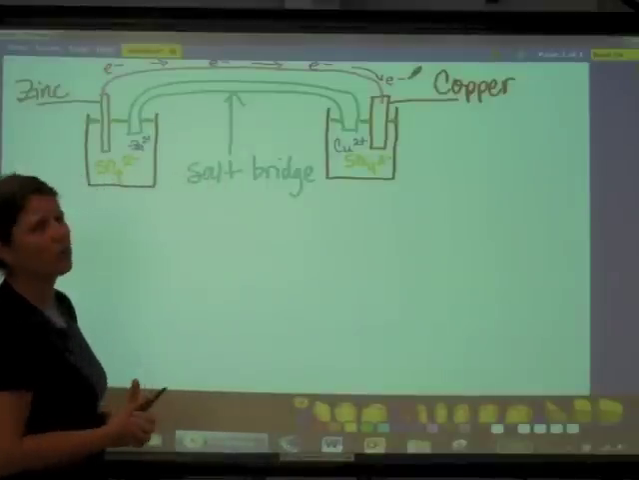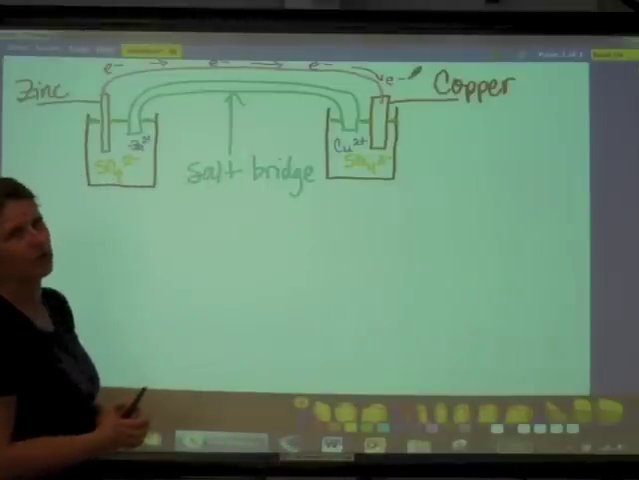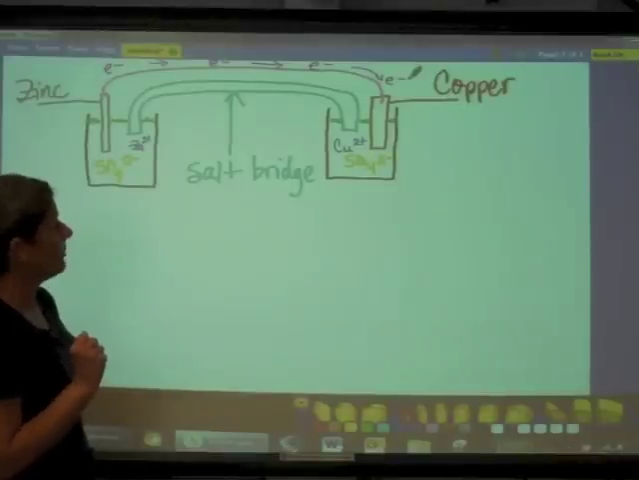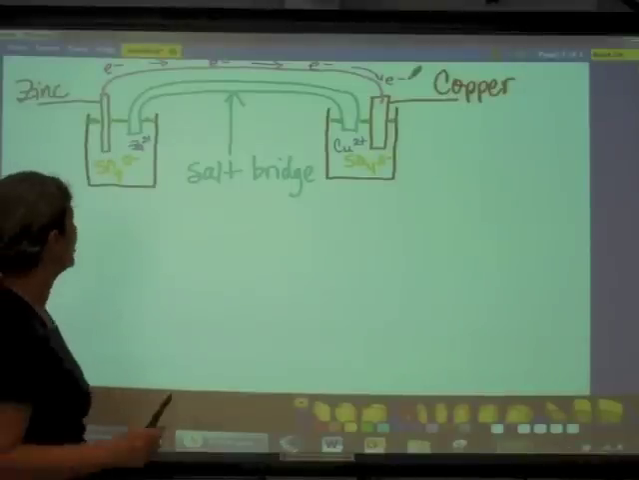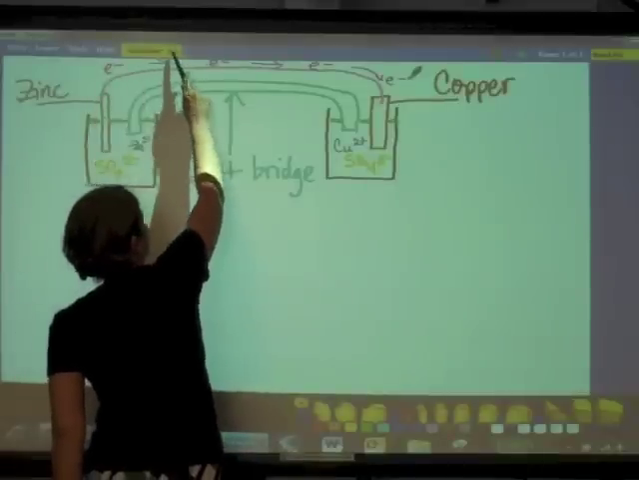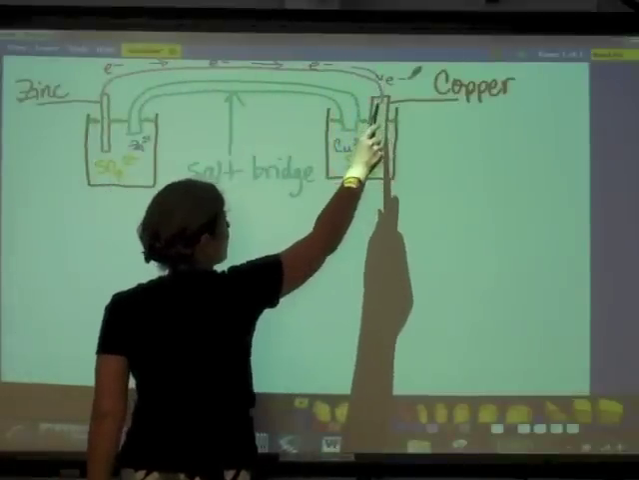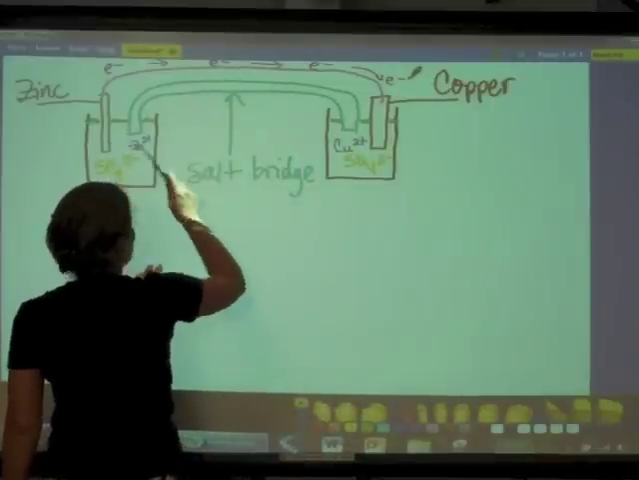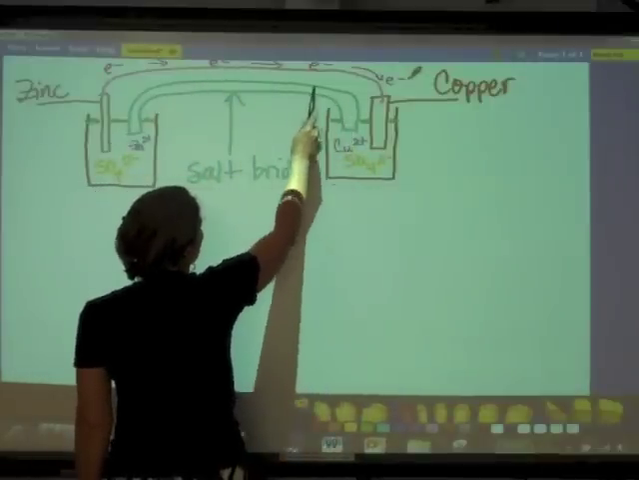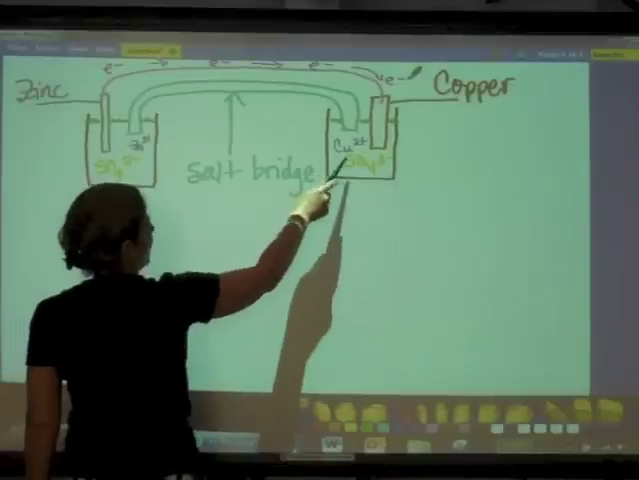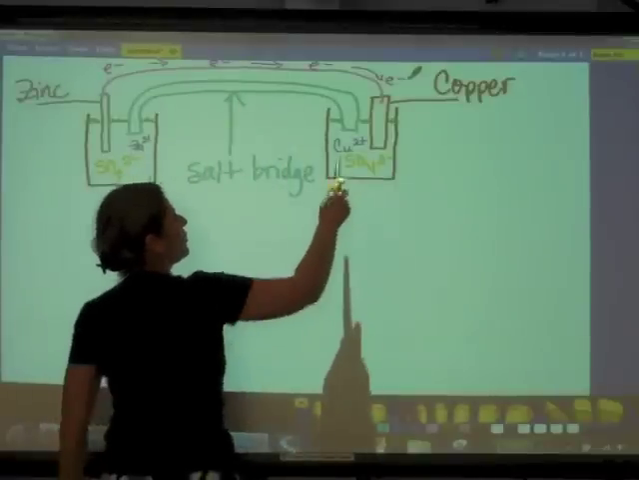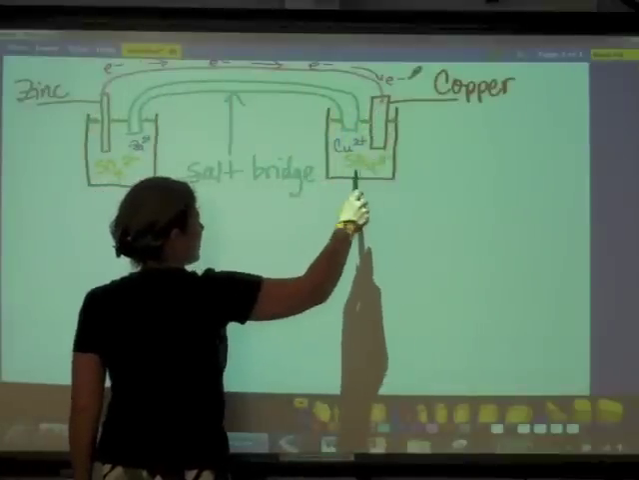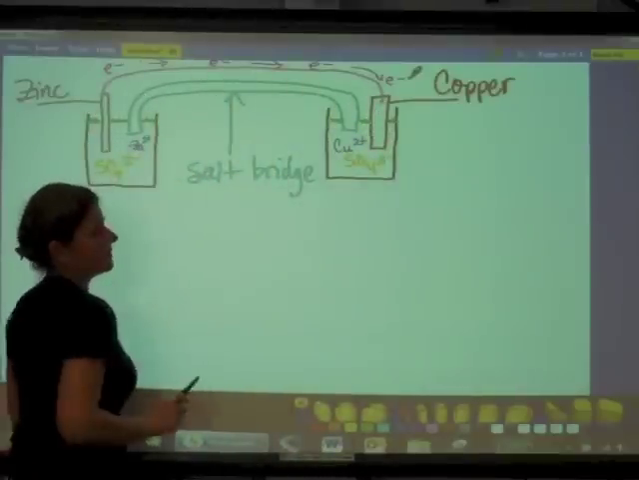Okay, now what the heck is going on with this salt bridge? Well, if you remember from physics, the only way a circuit can go for these electrons to actually be able to travel, this circuit has to be what? The circuit has to be complete. And so this salt bridge allows for the movement of sulfate ion. So sulfate ion will move, and that will allow the circuit to stay complete.